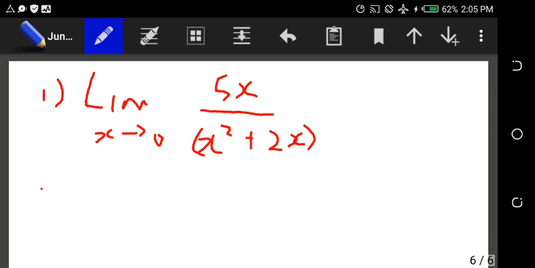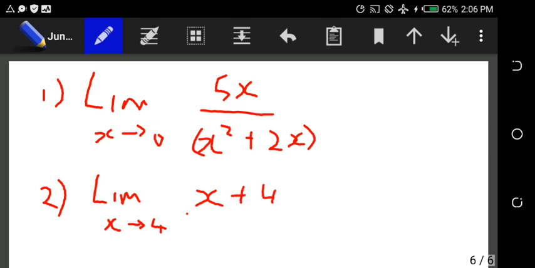Number 2, try out this one as well. Try to take the limit as x approaches 4 for the expression x plus 4 over x squared minus 16. So try this out and see what that gives you. If there's any issue, let me know so that we'll take it from there.